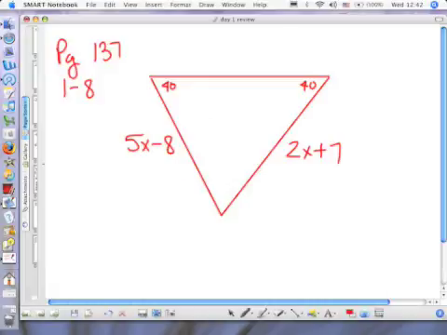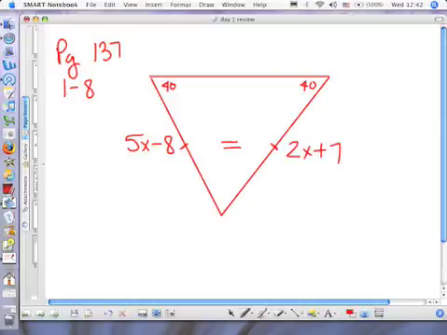On page 137, there will be questions like those, numbers 1 through 8. Here's an example. It's dealing with properties of isosceles trapezoids and then throwing some algebra into it. Since we know that the base angles are equal, we know that these two sides are equal. So to solve this, I set them equal and form an equation.